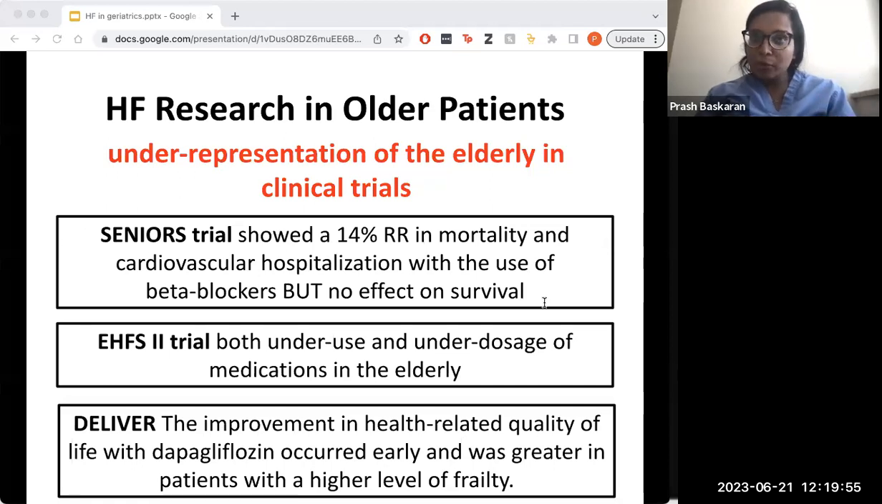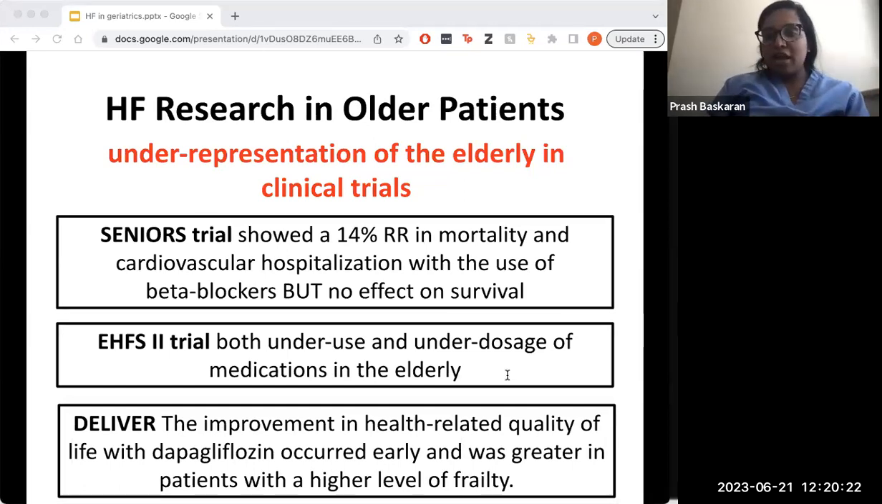A similar post hoc analysis was done of PARAGON-HF, which used the Rockwood Frailty Index and looked at Entresto. Compared with the placebo arm, Entresto seemed to show a greater reduction in the primary endpoint with increased frailty. So again, a higher benefit in the frail population.